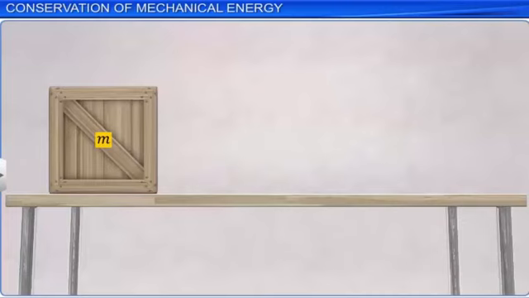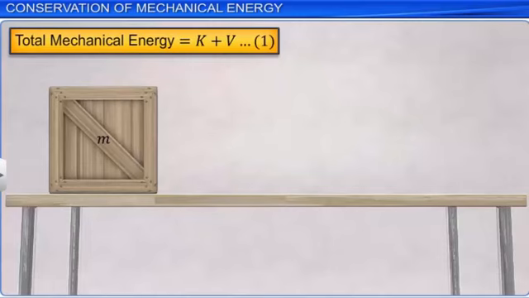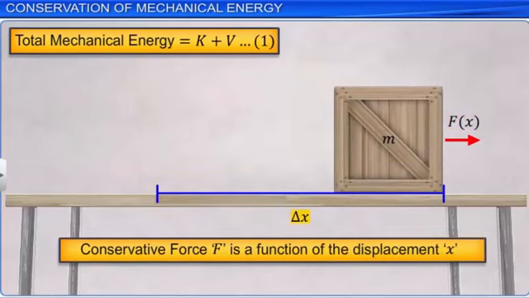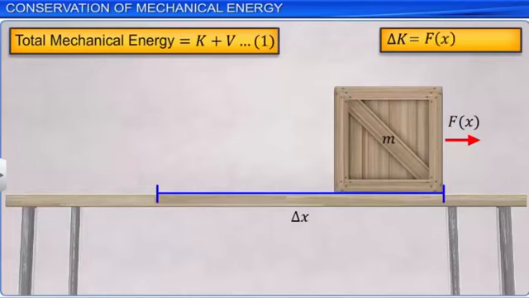Consider a body of mass m. The sum of kinetic energy, K, and potential energy, V, possessed by the body is called the total mechanical energy of the body. Let this be equation 1. If a body is displaced due to a conservative force F, which is a function of displacement x, then from the work energy theorem, the gain in kinetic energy is related to the work done by such a conservative force F of x and is denoted by the equation delta K is equal to F of x into delta x. Let this be equation 2.